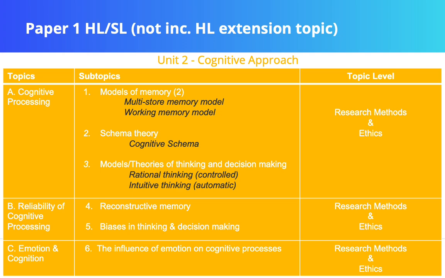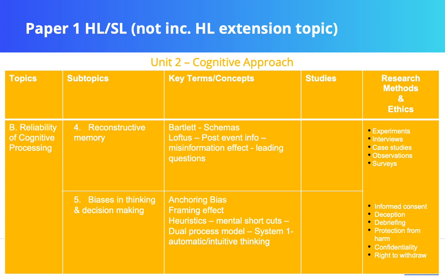This topic has 2 subtopics, reconstructive memory and biases in thinking and decision making. So subtopic number 4 is all about memory, and we must make sure that all our key terms, our studies link to memory. Whereas subtopic number 5 is not about memory, it's about a different cognitive process, thinking and decision making. So all your key terms and concepts, all your studies should not have anything to do with memory. It should all be about thinking and decision making.